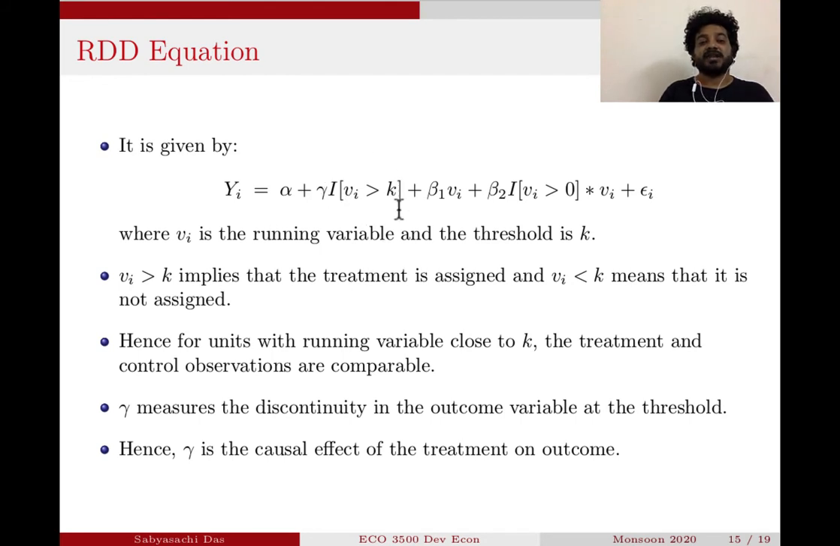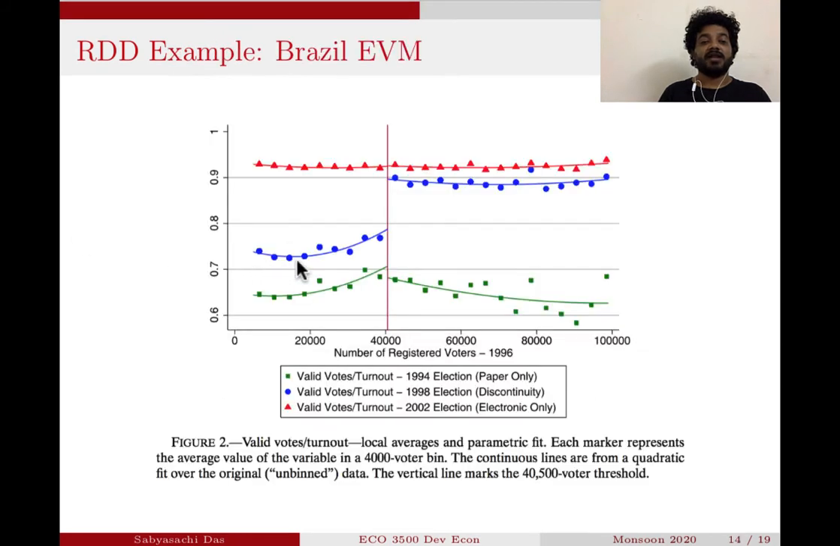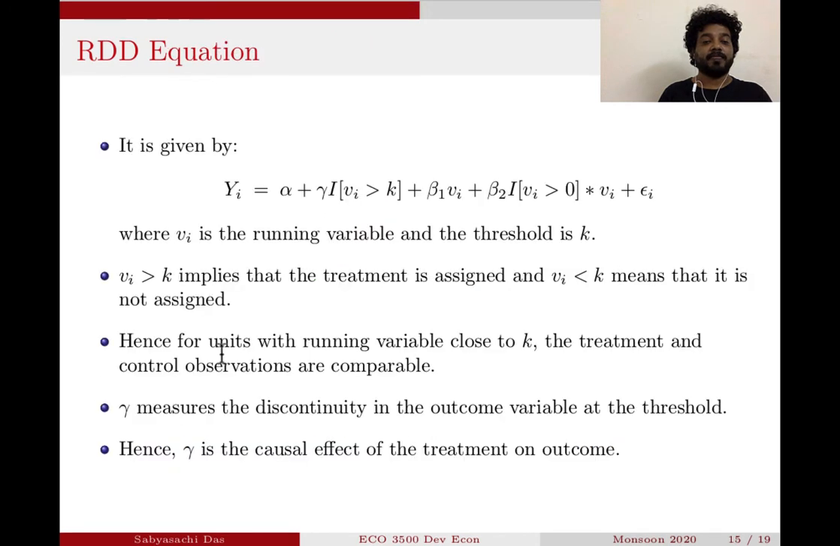So this is your treatment assignment, and you want to estimate the effect of the treatment on the outcome variable. So outcome variable is valid votes, let's say. So gamma is your effect of EVM on valid votes. But you can't just compare treatment and control, because you have to consider the possibility, as I said, that Vi and Y can be differently correlated on the left and the right hand side of the threshold. So that's this part.